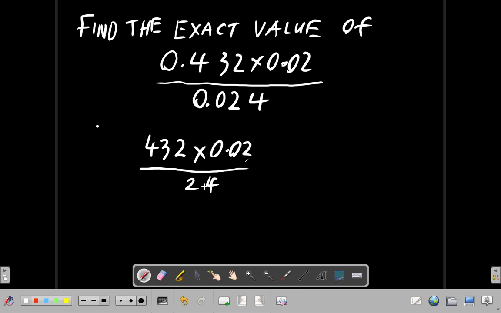Because we multiplied 0.432 by 1,000, but not the 0.02, the 0.02 remains where it is. So let's see what happened so far. Remember, you could do it without a calculator. They didn't stop you from doing that, but let's have a little fun by doing it without a calculator.